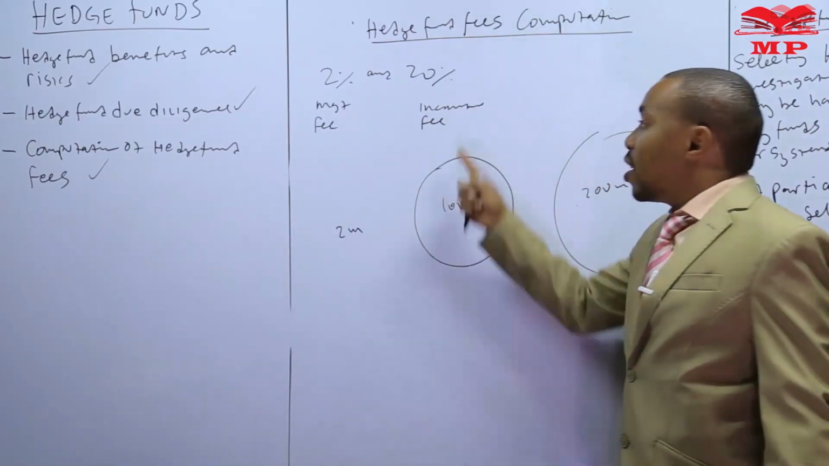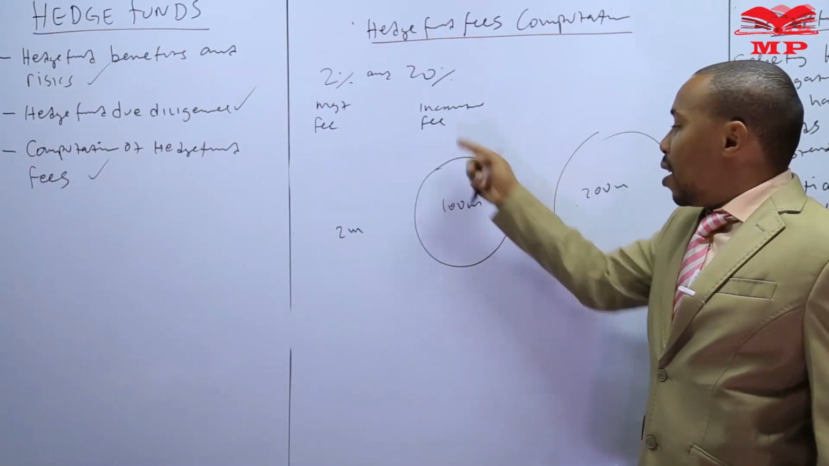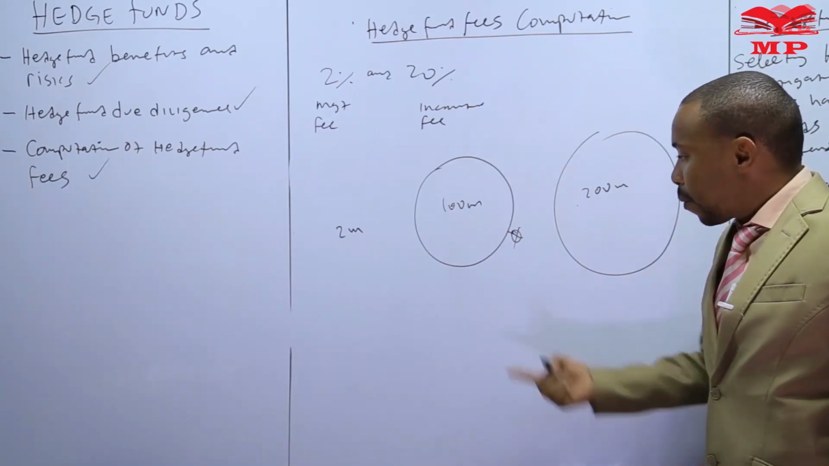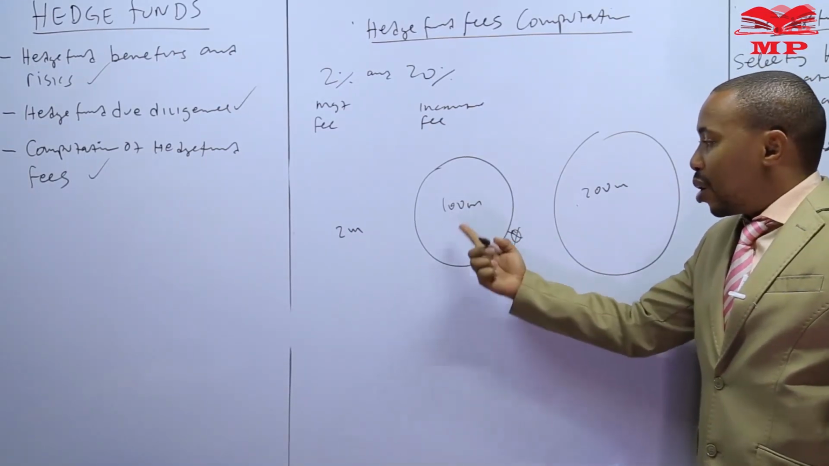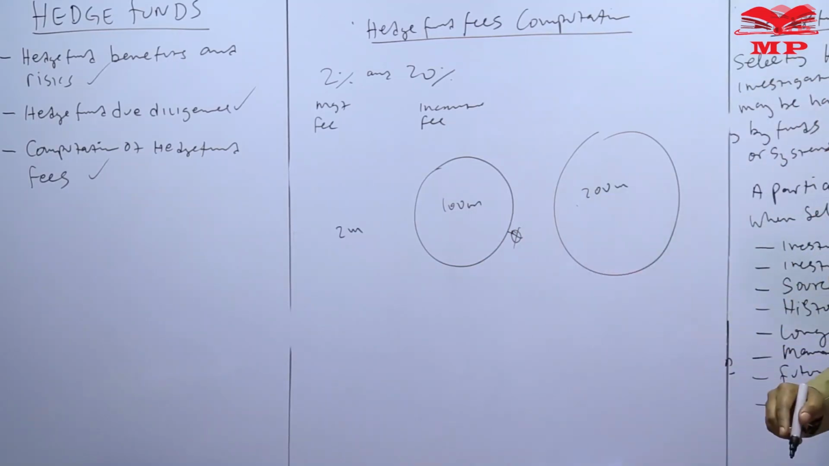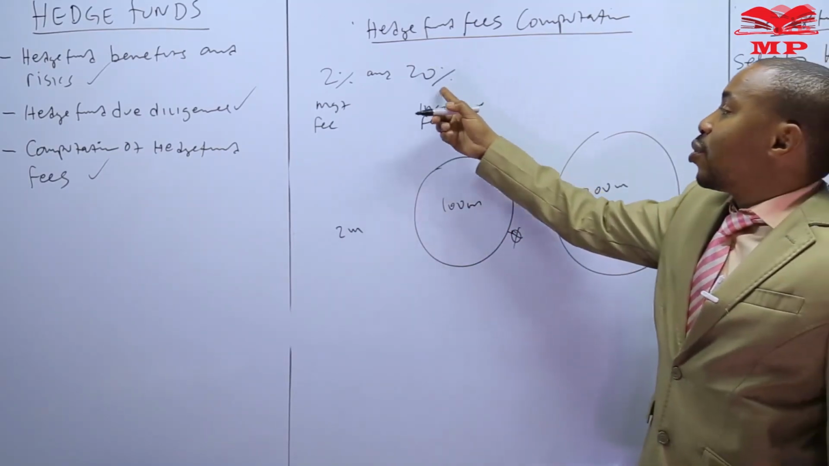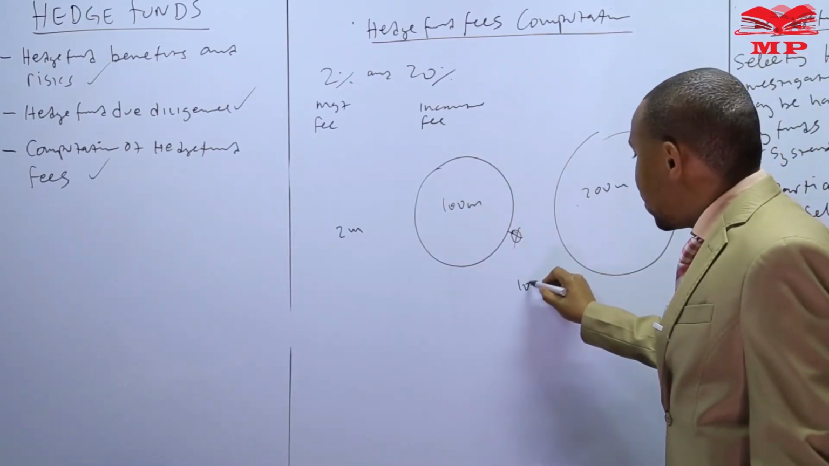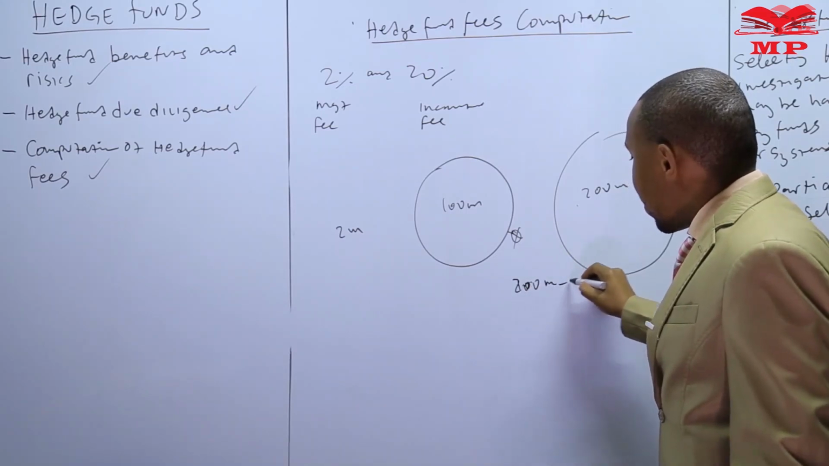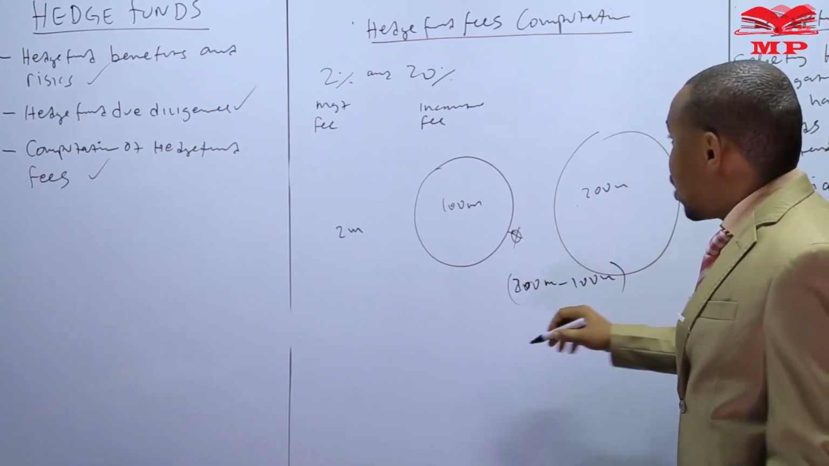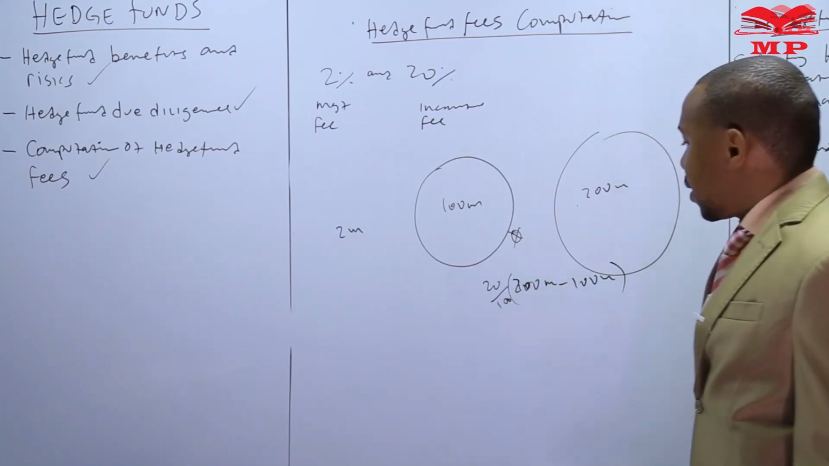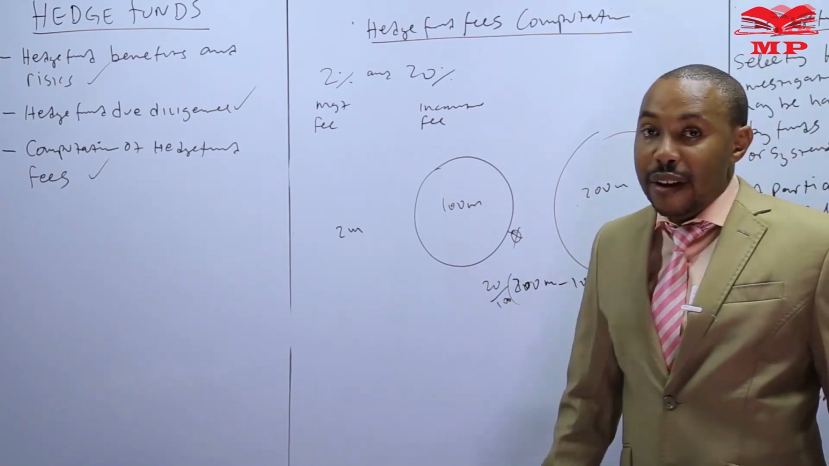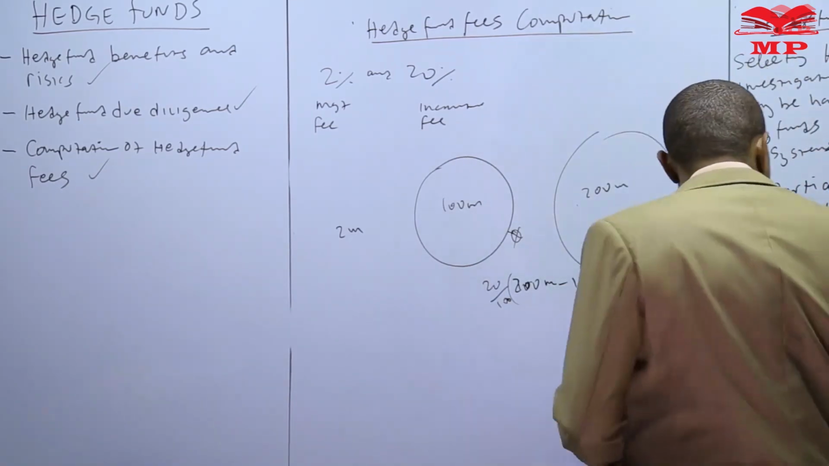And then the incentive is a motivator to the portfolio manager that motivates them to work harder. Now, if the fund grows from 100 million to 200 million, then we will be able to charge a 20% incentive fee as something to motivate. So the difference is 200 million minus 100 million, and then you charge 20% of that difference of 100 million, which is the incentive fee. So let's begin by looking at the first year.